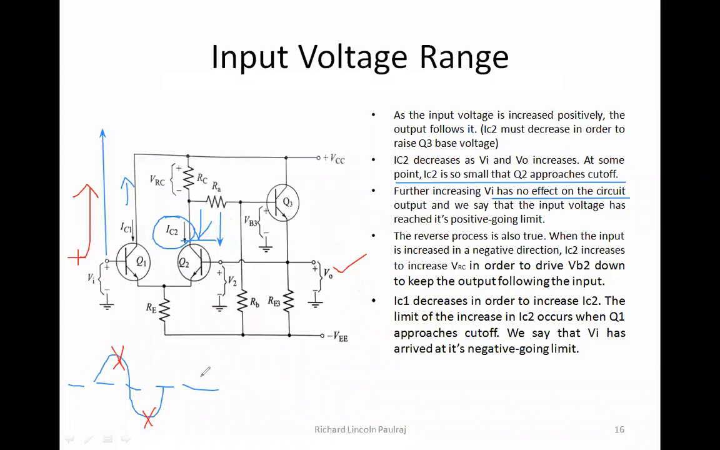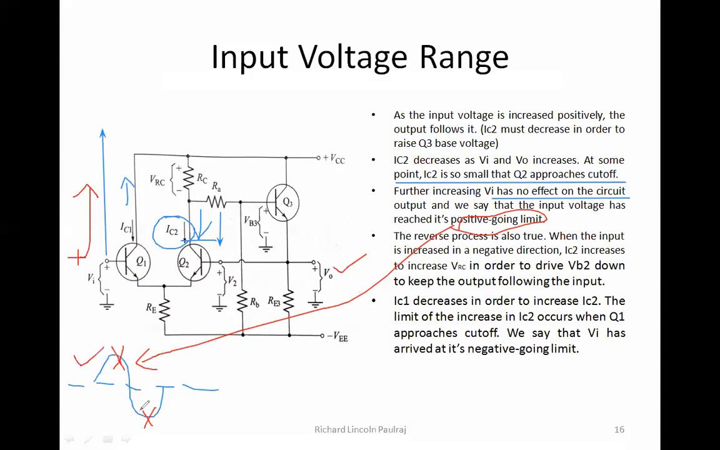Yes. So it cannot go beyond this, right? And it cannot go below this point. So that is what we are trying to see here. So at this point, we see that it has reached its maximum positive going limit, which means it has reached its maximum positive cycle. Okay. Now we have learned the first case, which is the positive cycle.